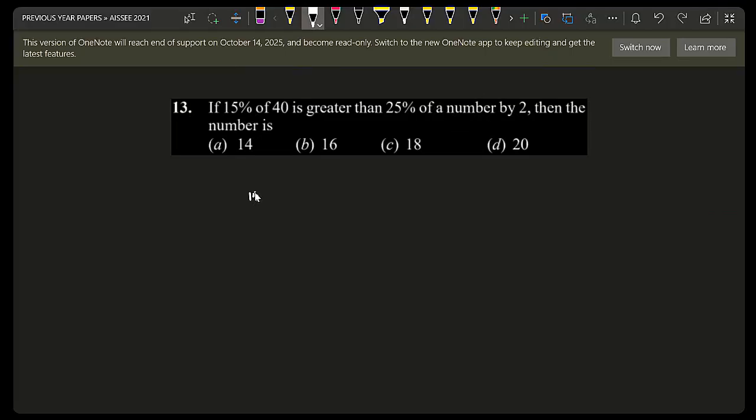15% of 40. If you remove percentage, you'll get by 100. 15 by 100 into 40. This is greater than 25% of a number. 25 by 100 into x by 2. That means from the bigger one, if you subtract the smaller one, the difference is 2. So this is the mathematical way of writing 15% of 40 is greater than 25% of a number by 2.